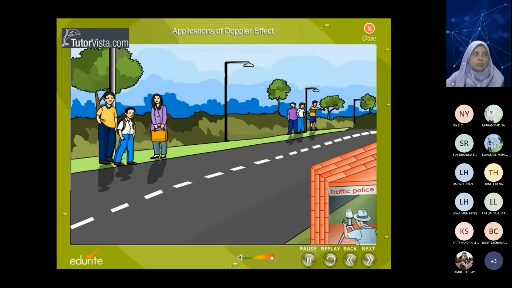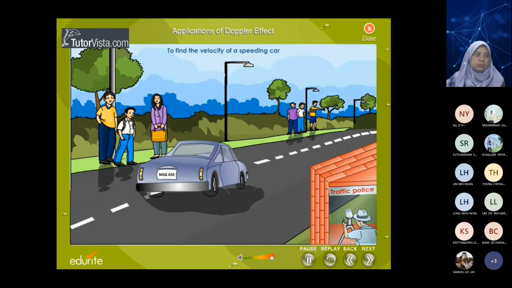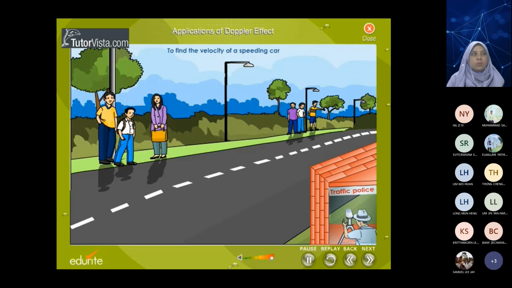Applications of Doppler effect. To find the velocity of a speeding car. Let us see how a traffic police catches speeding motorists. Short waves emitted from an observation center are directed towards the speeding vehicle. These waves are reflected by the car to the observation center. By calculating the shift in the wavelength, the velocity of the speeding car can be determined.